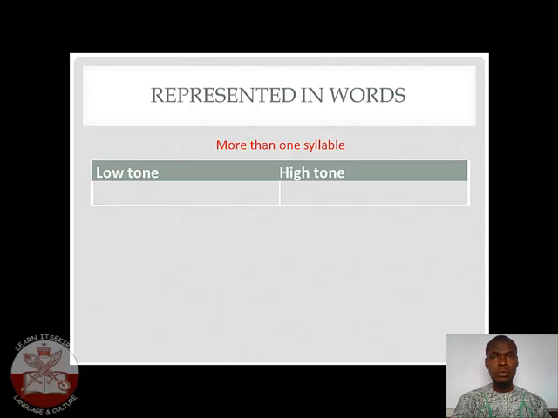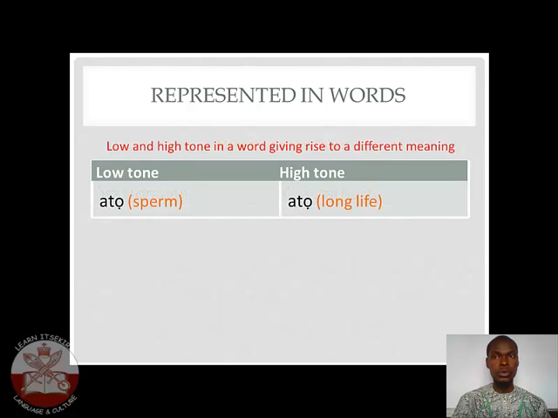Let's see how they're pronouncing more than one syllable. Osa. Osa. You notice the difference on the tonal pattern on the same word signify the meaning in the second word as we have seen. Okay, let's see some other example. Low and high tone in a word giving rise to a different meaning.